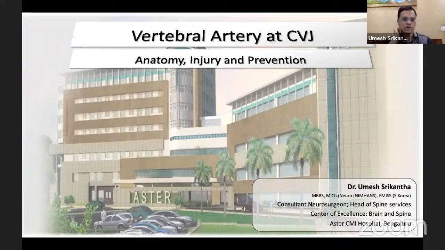And as the topic has already been told, I'm going to talk on vertebral artery injuries predominantly at the CV junction, because subaxial cervical spine vertebral artery injuries are relatively less common, and only nowadays, with the advent of cervical pedicle screws and more usage of them, these injuries are often encountered in the subaxial cervical spine when doing posterior surgeries. Of course, anterior cervical discectomies and fusions still account for a significant proportion of vertebral artery injuries, which we will not be covering in this particular topic.